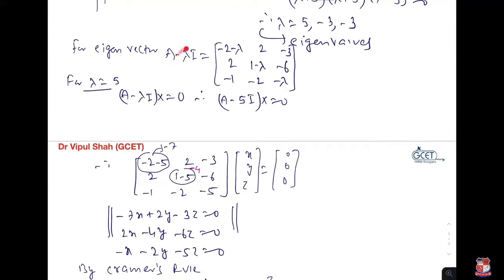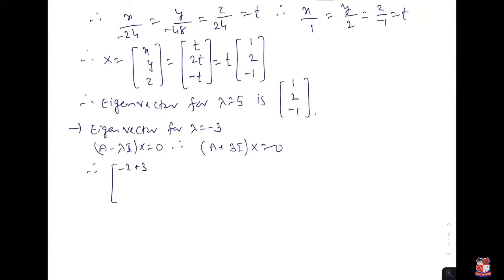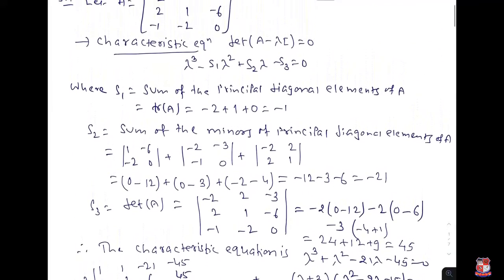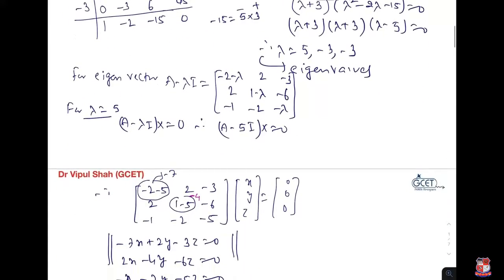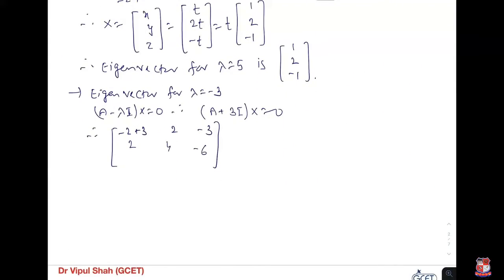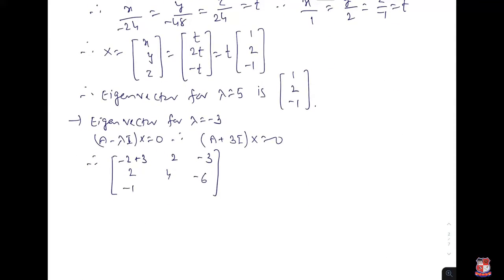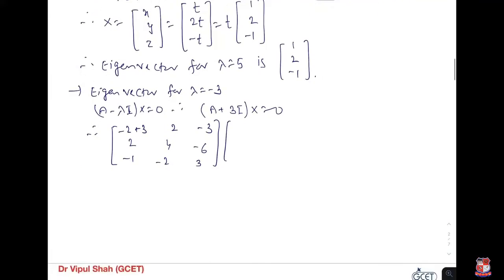And therefore this is A minus lambda I, so A plus 3I, so minus 2 plus 3 here, okay, 2, minus 3, then minus 2 plus 3, then 2, then minus 3, then here 2, 1 plus 3 and minus 6. So 2, 4, minus 6. And the third one is minus 1, minus 2 and 3. And this times x, y, z is equal to 0, 0, 0.